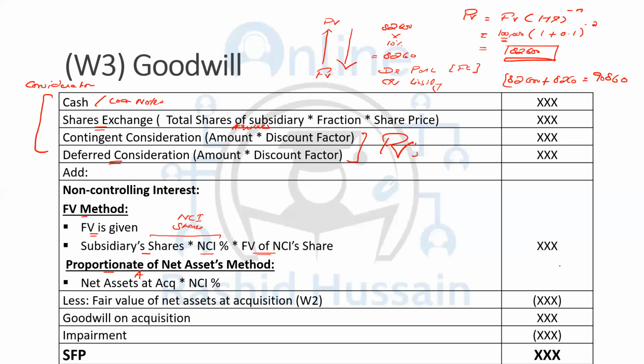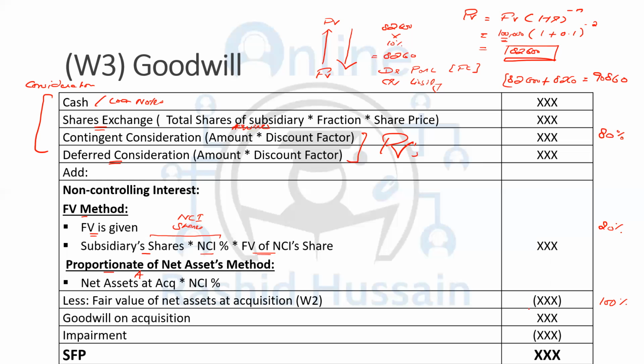So consideration plus the non-controlling interest. Now, why are we adding it? We need to know the logic. Let's assume 80% is what we are having in the subsidiary. Now, this consideration represents the 80%. We need to deduct the 100% net assets of the subsidiary, but mathematically we cannot deduct 80 minus 100. We need to take the consideration to 100%, and then we can deduct the net assets from it. So for the 20%, we add the fair value of the NCI. Now we get the 100% consideration, 80% ours, 20% theirs, and then we deduct the 100% net assets of the subsidiary.